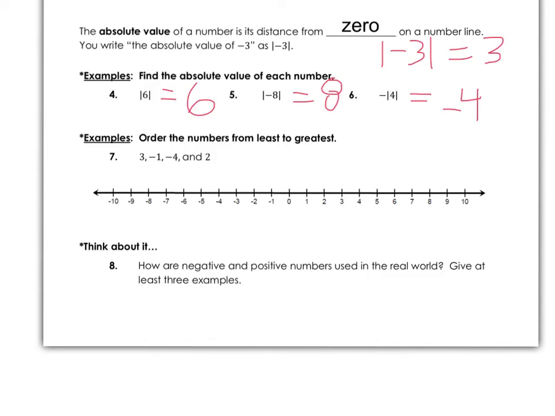Okay, now in our last example here, I want to order these numbers from least to greatest. I can use the number line to help me do that. I'm going to go ahead and circle here each one. There's 3. I've got -1, -4, and also a +2. So if I want to put those in order from least to greatest, the least number is going to be the number that's the furthest from 0. So here it would be -4, next would be -1, 2, and then 3. Alright, now they're in order from least to greatest.